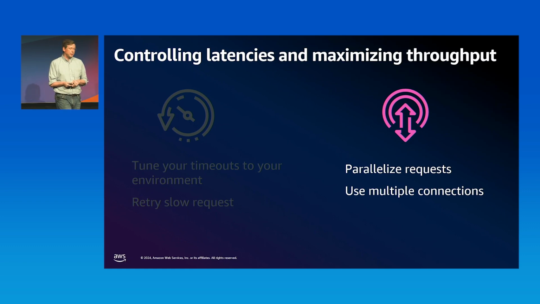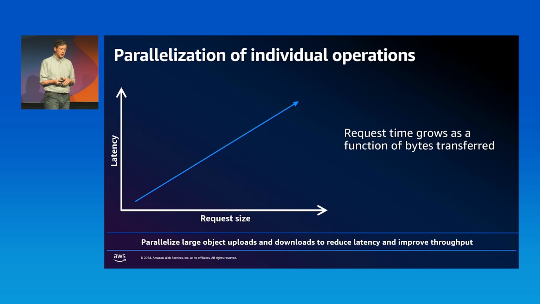Now, the key to maximizing throughput with S3 is parallelization. Your applications should open and reuse as many connections as your host can support, and issue as many concurrent requests for data from S3 as you can or need. But there is one element of parallelization that I want to mention a little bit more in detail. Now, it's kind of obvious, but the amount of time required to upload or download an object will grow with the size of the individual object.